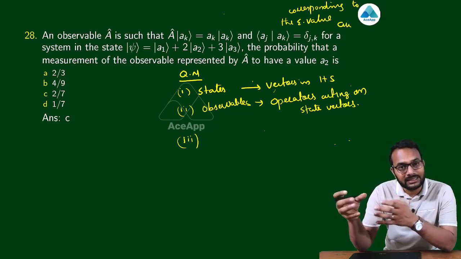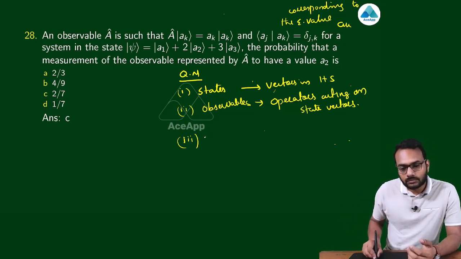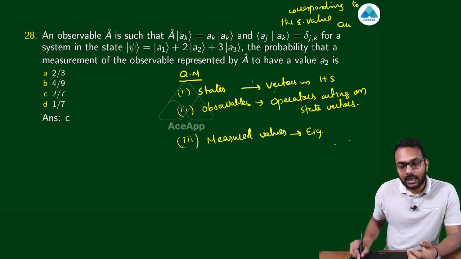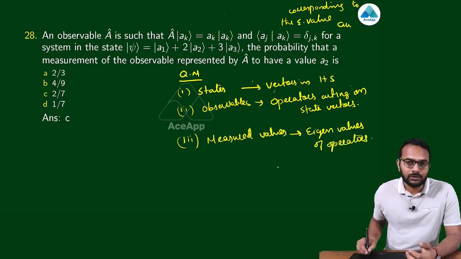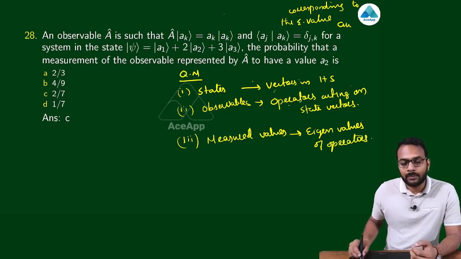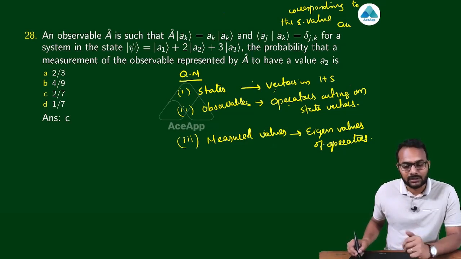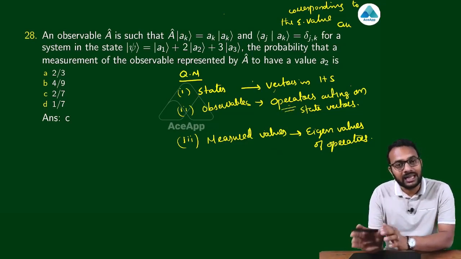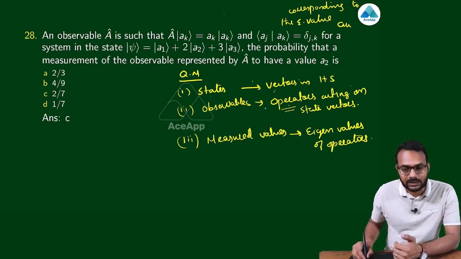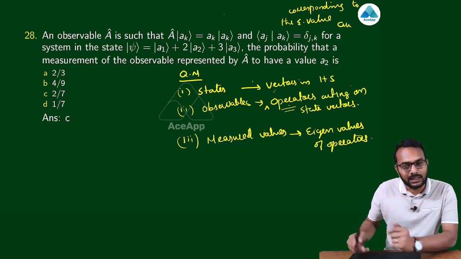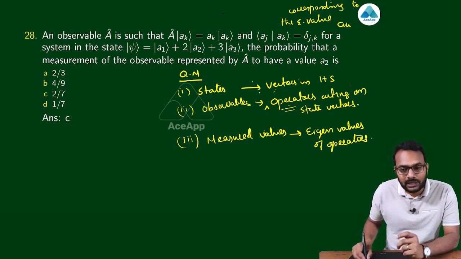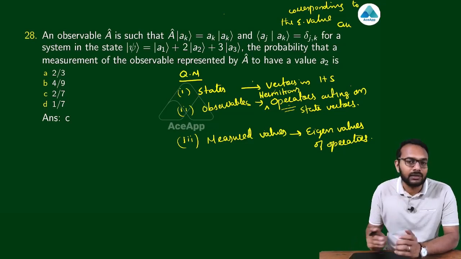Observables and measured values are connected through eigenvalues. Measured values are eigenvalues of operators. Measured values are real, so we can only take those operators whose eigenvalues are real. Such operators are called Hermitian operators. So we cannot take all operators acting on vectors to represent observables. We can only take Hermitian operators, because their eigenvalues are real.